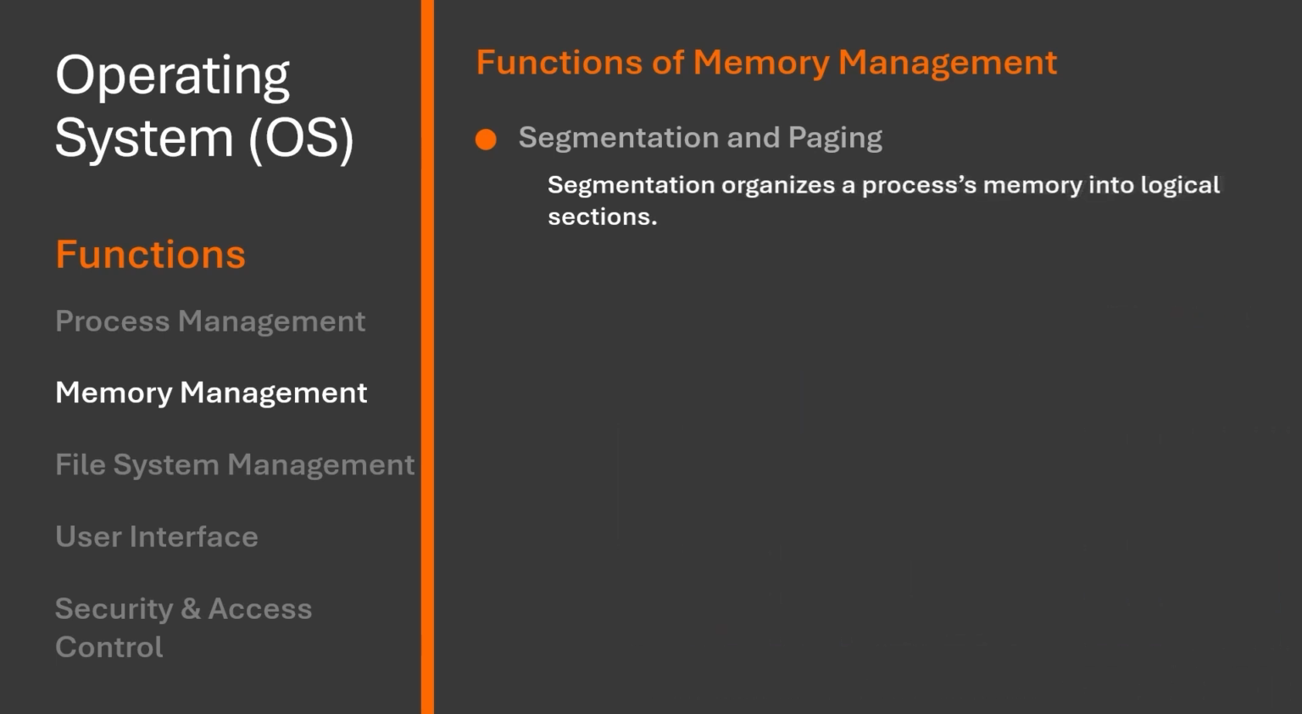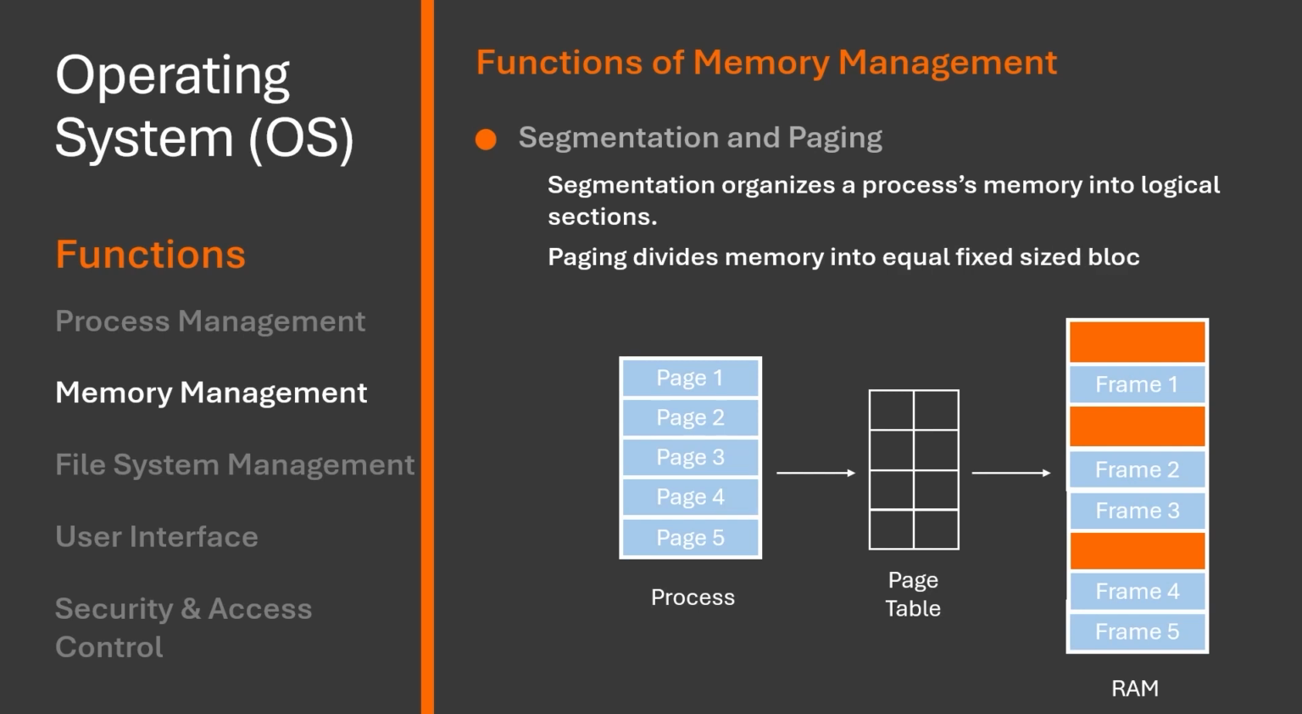Paging, on the other hand, divides memory into equal fixed size blocks to optimize allocation and prevent fragmentation. The operating system maintains a page table that maps logical pages used by the process to physical frames in the RAM. Paging eliminates external fragmentation, as any free frame can be assigned to a process without worrying about varying segment sizes. This provides a more efficient utilization of RAM. Modern operating systems use a combination of both these techniques.